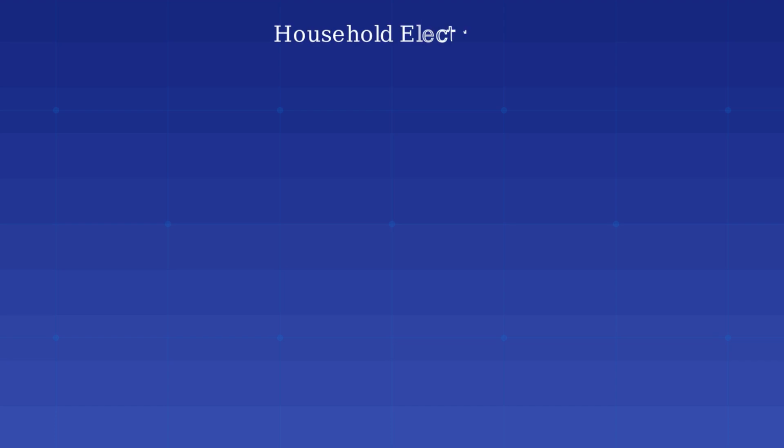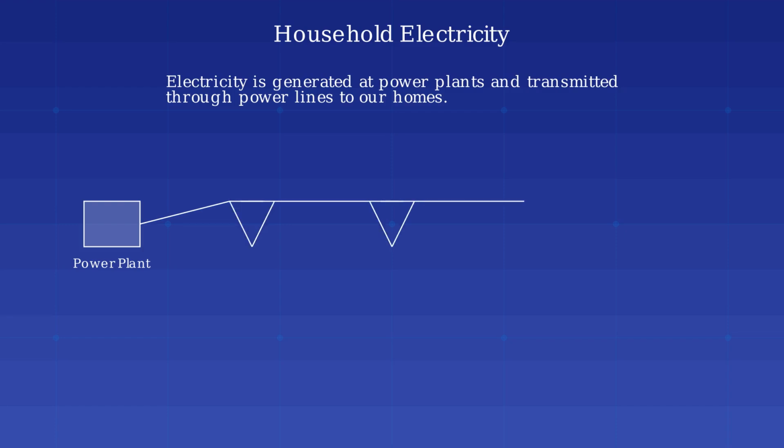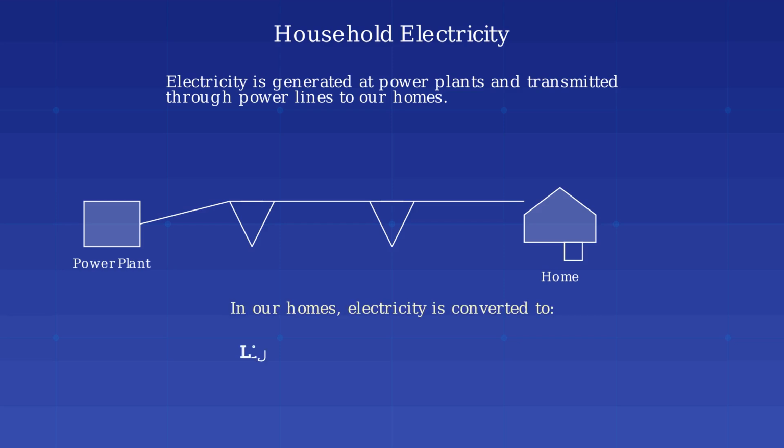Now let's look at how electricity powers our homes and daily life. Electricity is generated at power plants, often by converting mechanical energy into electrical energy. It's then transmitted at high voltage through power lines and transmission towers over long distances. Finally, it arrives at our homes, where it's converted to different forms of energy. In our homes, electrical energy is converted into light in lamps, heat in stoves, and motion in fans and motors.